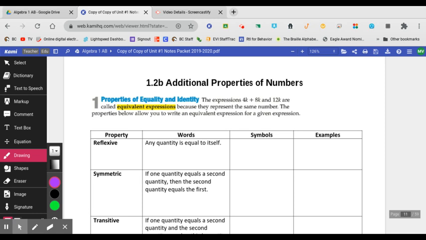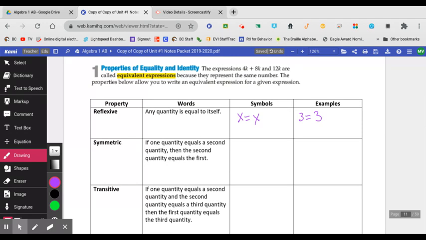So the properties of equality and identity. The expressions 4k plus 8k and 12k are called equivalent expressions. Equivalent expressions just means they mean the same. So reflexive: a quantity is equal to itself. That seems kind of silly. X equals X, 3 equals 3. We're not really going to use that much this year. That'll be used a lot next year when you do geometry, because it makes more sense when we're talking about it in terms of segments and angles.